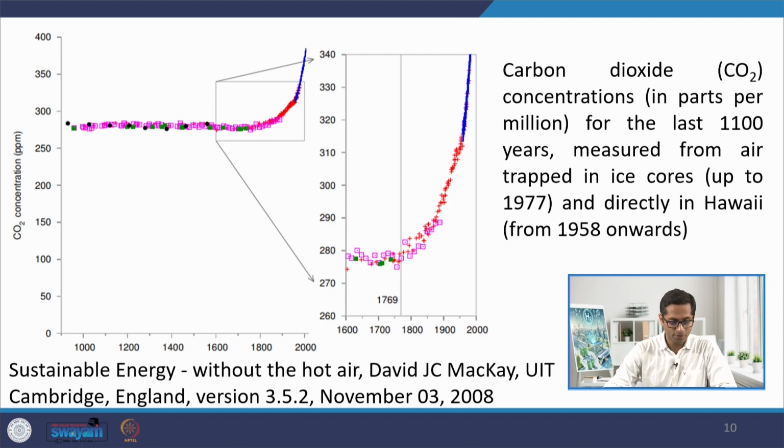The data that you can see marked in the magenta color is basically coming from the CO2 concentration that was measured from the gas that was captured in the polar ice caps. The one in blue are the direct measurements that are happening in an observatory in Mauna Loa, Hawaii, where they are directly measuring the CO2 concentration. And if we see the CO2 concentration profile for the past 200 to 300 years, we see that the CO2 concentration was almost stagnant at around 280 ppm.